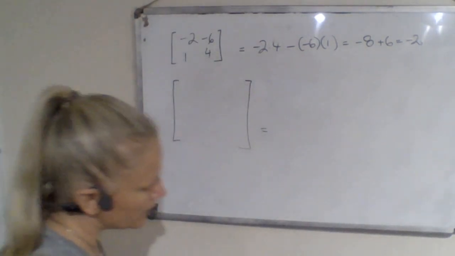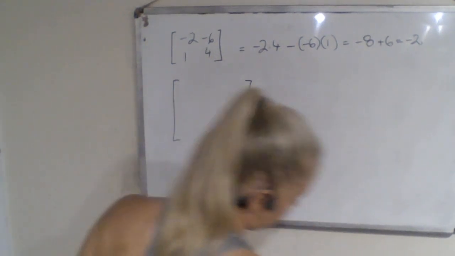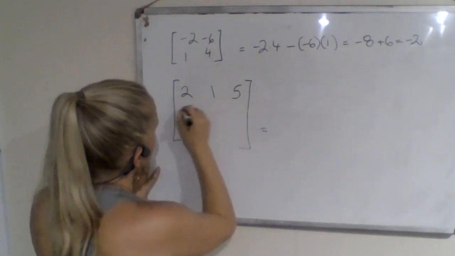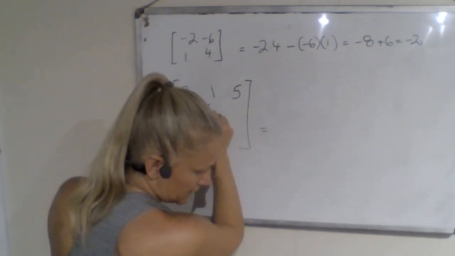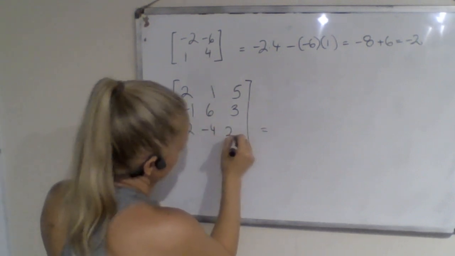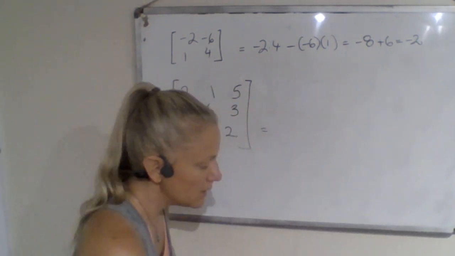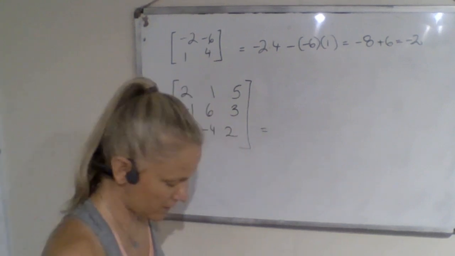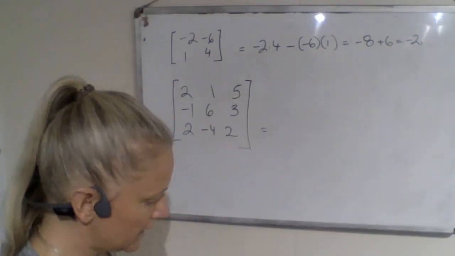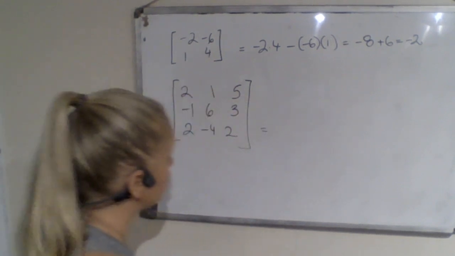That's it. Now when we have a 3 by 3, it's a completely different story. 2, 1, 5, negative 1, 6, 3, 2, negative 4, and 2. I'm hoping I wrote this down. This one we're going to let the calculator do for us. We're going to clear it. We're going to go to second matrix, all the way over to edit. We're going to edit matrix A.